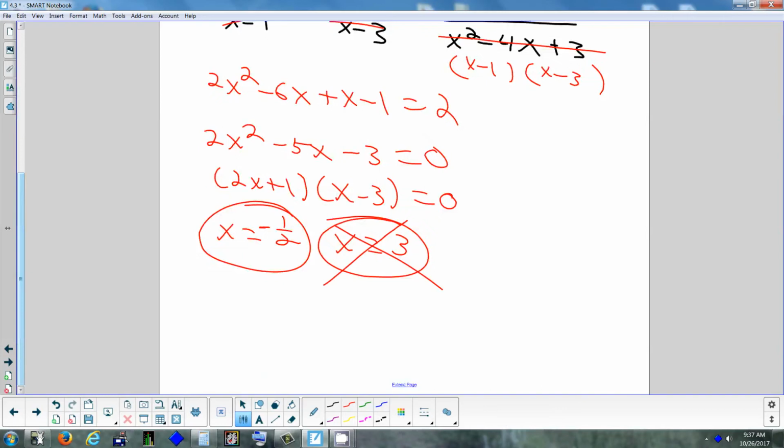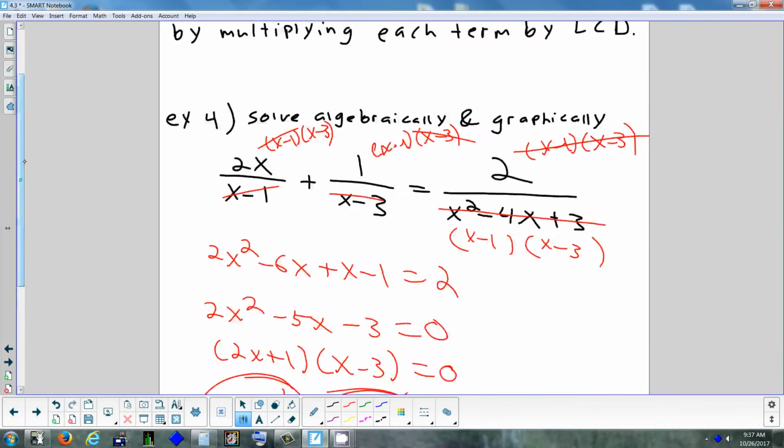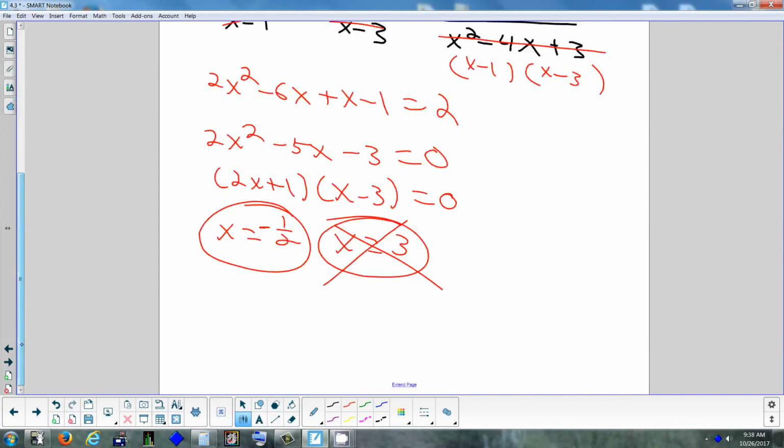So if you did that on the test and you didn't cross out the 3, I would take a point off because the 3 doesn't work. Now if you check the -1/2, you're fine. -1/2 minus 1, that's not 0. Okay. Basically, as long as you don't get 1 or 3 as your answers, you're good. Anything else would be fine. So the only answer to this problem is -1/2. Any question on that one?